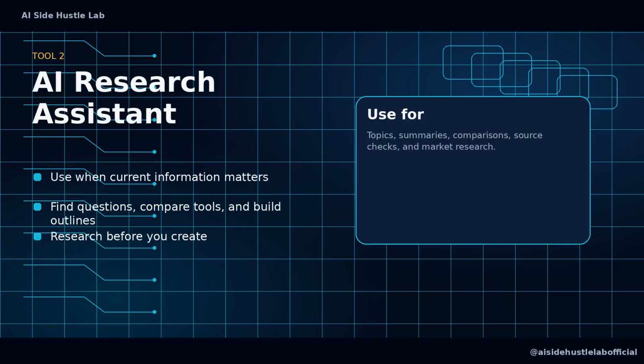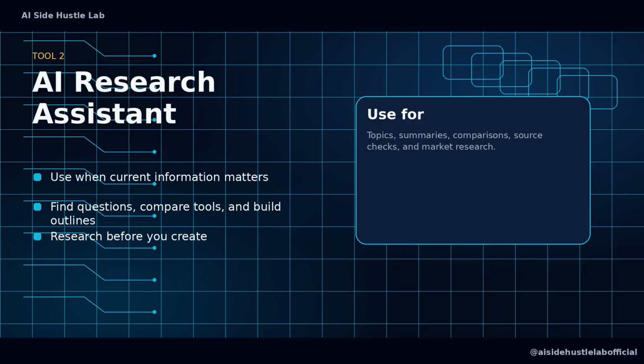For a faceless YouTube channel, this kind of tool can help you find video topics, summarize articles, compare tools, build outlines, and check whether your idea is too broad or too narrow. My verdict: use a research assistant when accuracy and sources matter. Use a writing assistant when you need to draft, rewrite, or brainstorm.